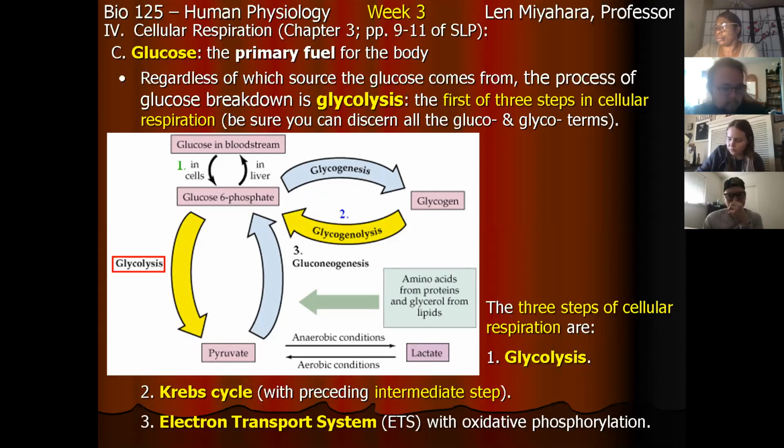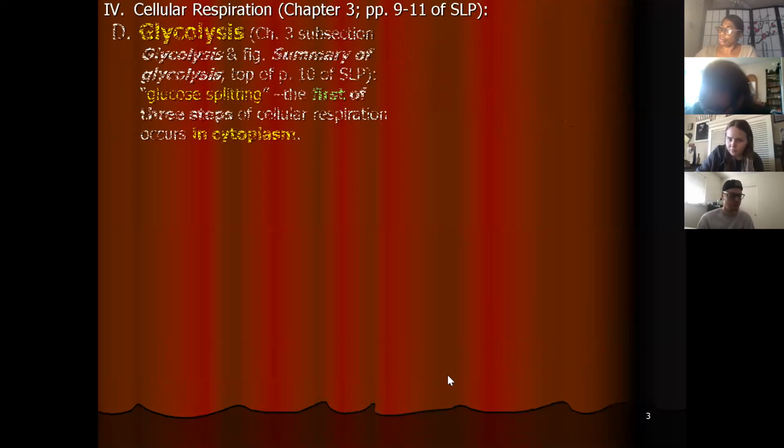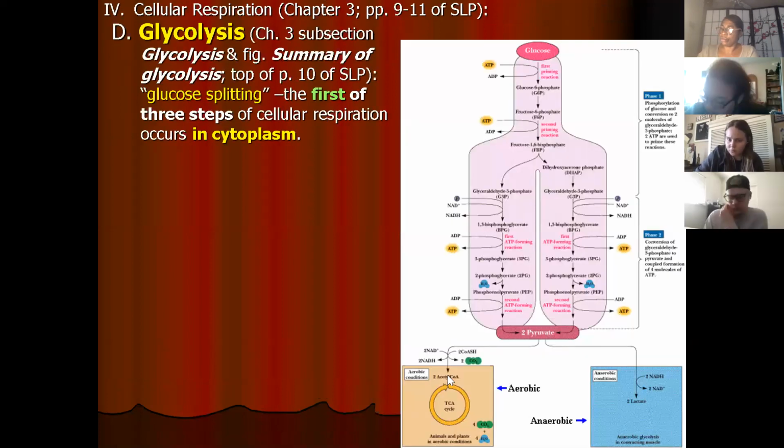All right, we covered all the preliminaries. I just reviewed them. Now let's do the 3 steps, starting with glycolysis. It literally means glucose splitting. It is the first of the 3 sequential steps. You do have to know that this is happening in the cytoplasm. So here is glycolysis on the whiteboard. I'm just going to write step 1. And this is happening in the cytoplasm.